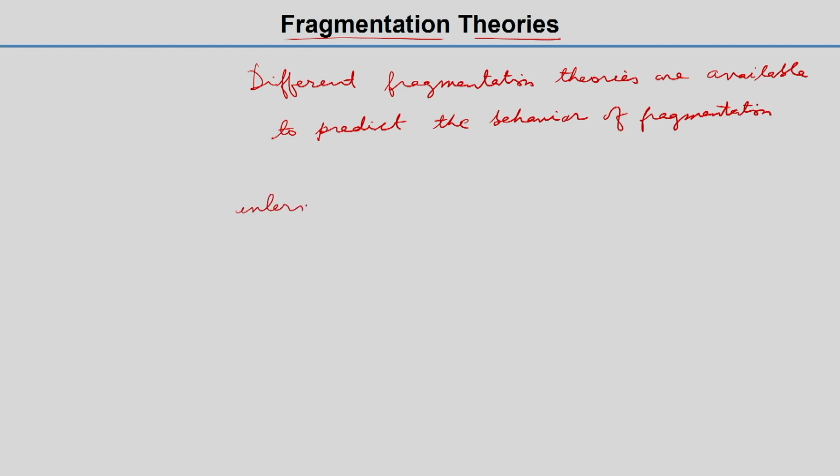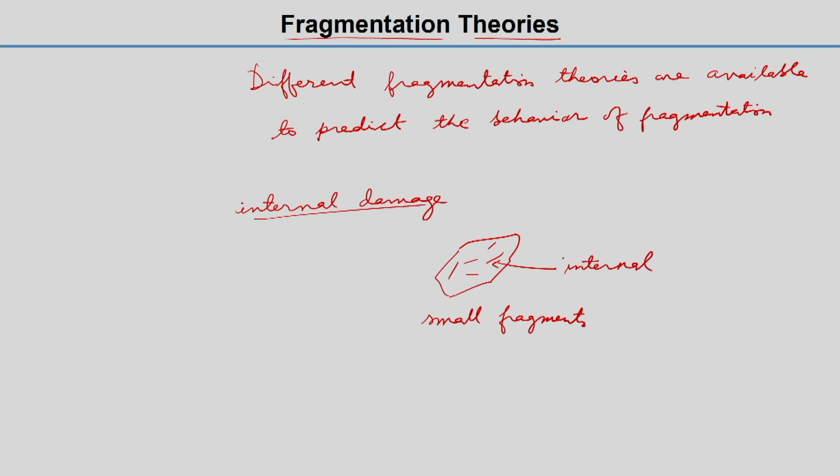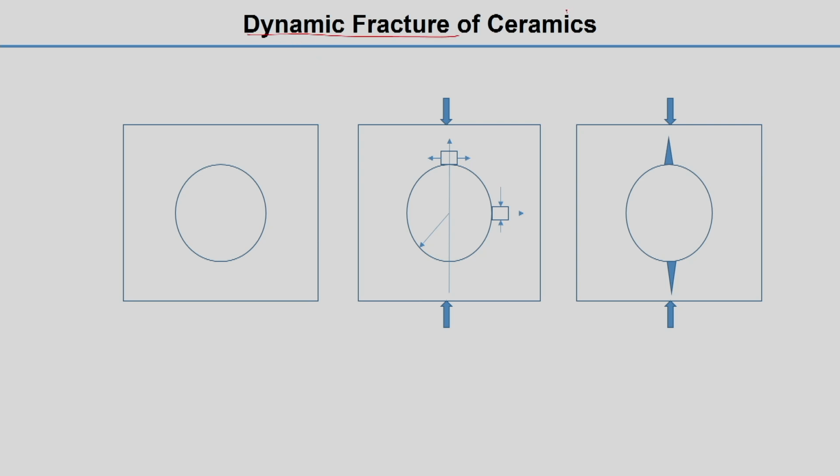There is another aspect, which is internal damage in the fragments. Suppose we have small fragments out of this dynamic fracture and fragmentation, there can be small fragments which may have some internal cracks. So these are internal cracks, or we can call it internal damage, that will also be taken into account. Sometimes the fragments themselves have some cracks inside, and that internal damage can also influence the overall behavior of the fragmentation. At last, we will discuss a little bit about the dynamic fracture of ceramics.